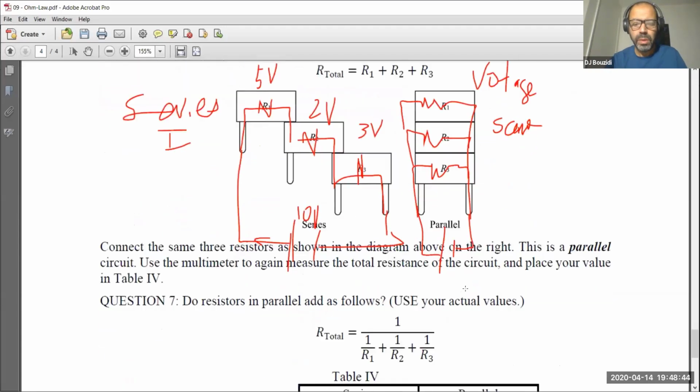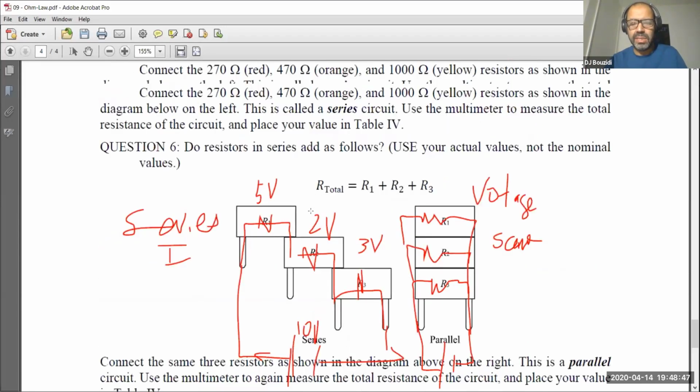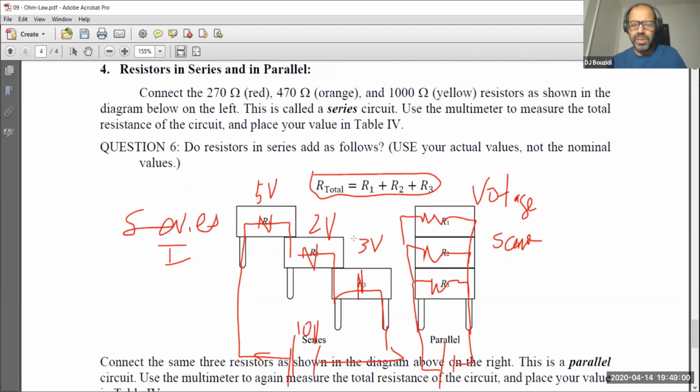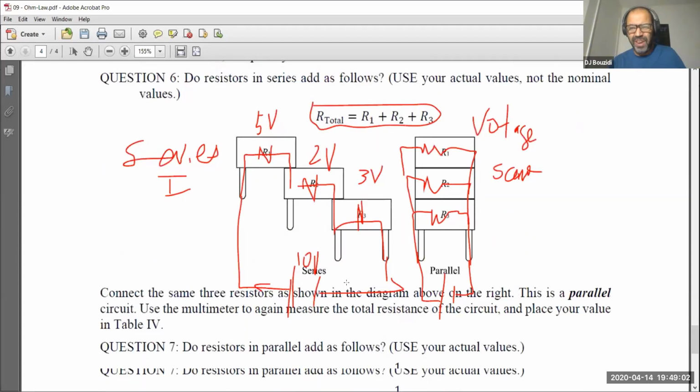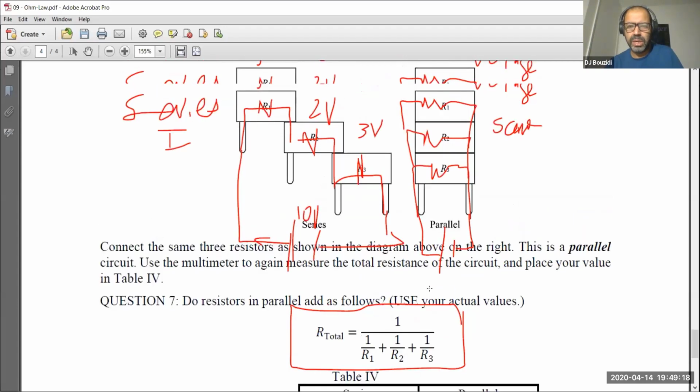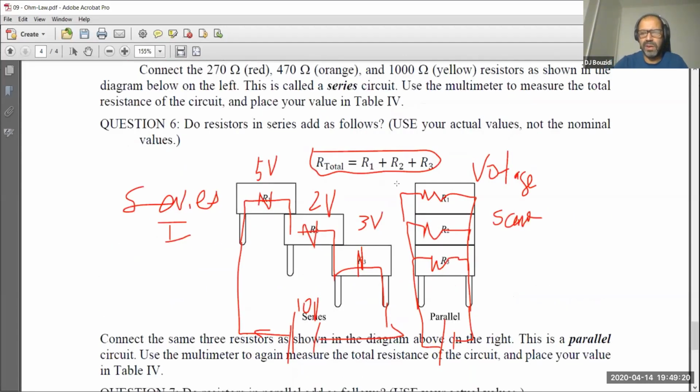In the case of series, this is the law we want to check. When you put resistor after resistor after resistor, the overall resistance, as if you have one resistor, is the sum of all the resistances. So we need to check that law. In the case of parallel, the effective resistance is the inverse of the sum of the inverses. These are the laws you are going to be checking in this part of the lab. We're going to check this one for the case of the parallel, and this one for the case of the series.